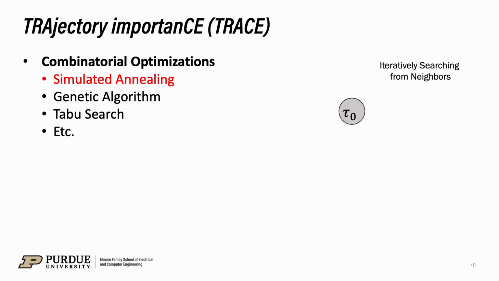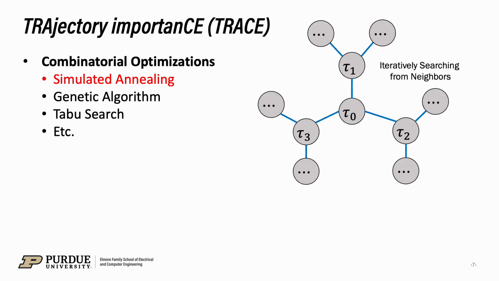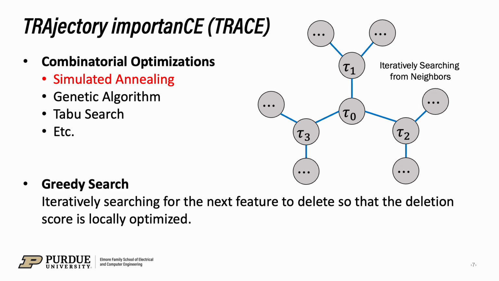Basically, starting from an initial state tau 0, we iteratively search other deletion trajectories from its neighbors to find the optimal deletion trajectory. Please refer to the manuscript for the definitions of neighbors and other details such as the algorithm. As a baseline, we also include a heuristic method that deletes the features one by one in a greedy manner.